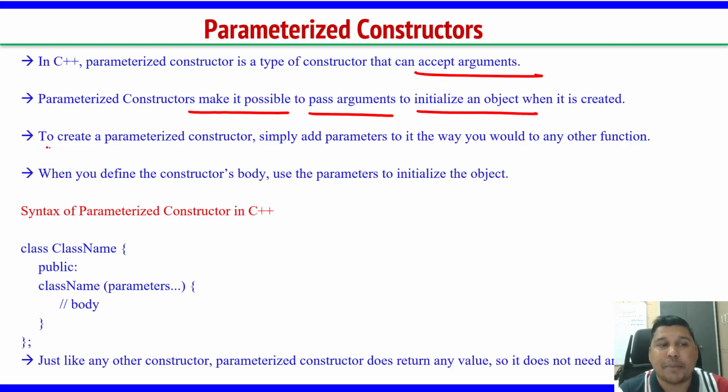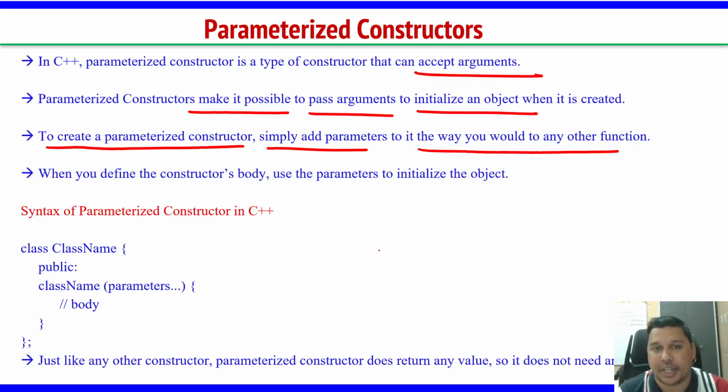To create a parameterized constructor, simply add parameters the way you do it for functions. Generally, how you give arguments to a function, the same way we have to do it here. But the important point is that the constructor name will be the class name. See the syntax here: class, class name, public, then the class name and parameters, then the body. Why the class name? Because the constructor name should be the class name. So I am giving the class name, I am giving the parameters, and I am writing some body there.